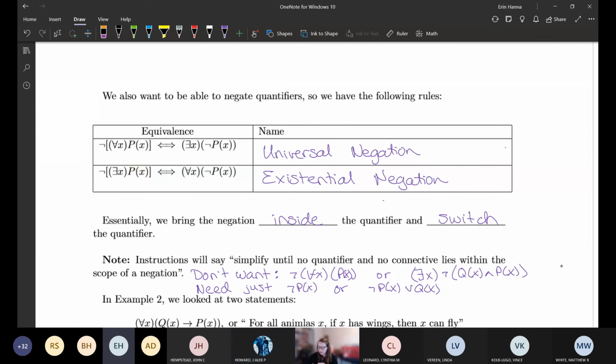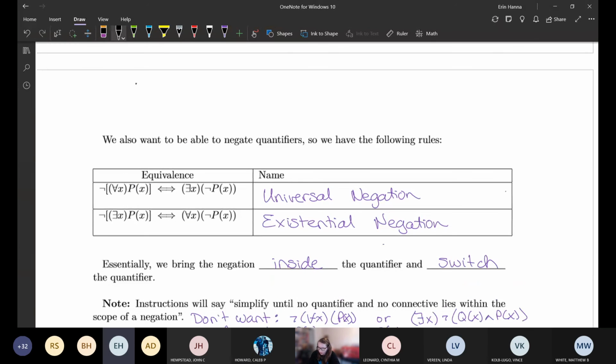Now, if you think about it, if I said something like, now these statements are going to be stupid, but. So for all animals, x is a dog.